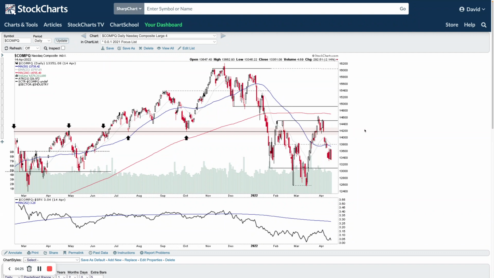Nasdaq Composite, we had that engulfing candle on Friday after what looks like an engulfing candle on Thursday, so really choppy action, lower volume at the end of the day. But you can see relative strength versus the S&P 500 here at the bottom, still pretty close to the lows.